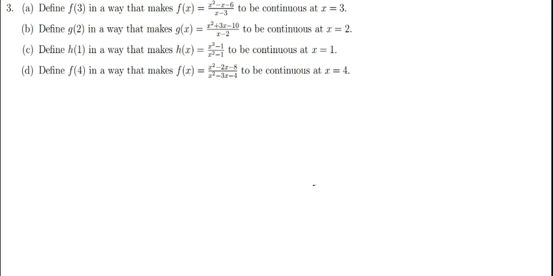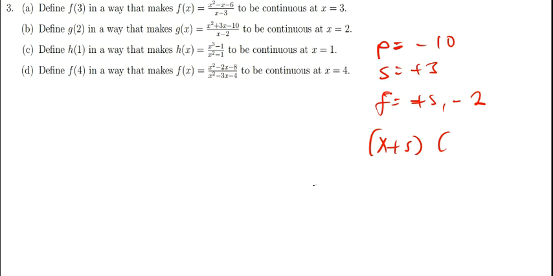Let's try B. So B is basically the same thing. In that case, if I plug in 2, it will be 0 over 0. So the product is negative 10. The sum is positive 3. The factors are plus 5 and negative 2, meaning I'll have x plus 5 and x minus 2.